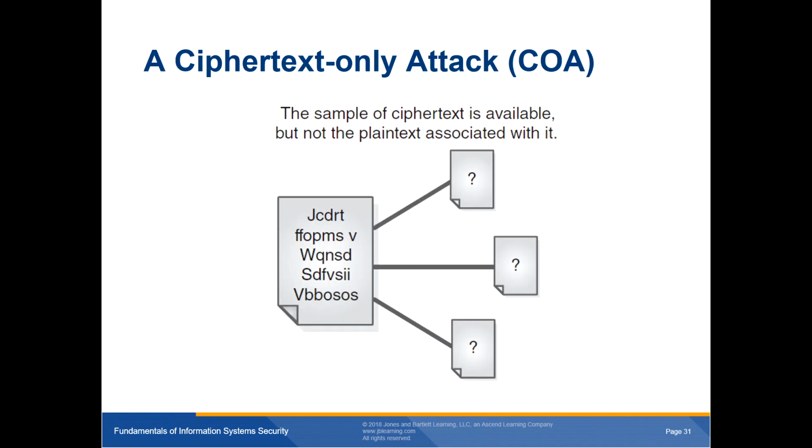A ciphertext only attack, or a COA. A sample of ciphertext is available, but not the plaintext associated with it. The cryptanalyst has access only to a segment of the encrypted data and has no choice as to what those data might be. This makes it very difficult to determine what the plaintext would be.